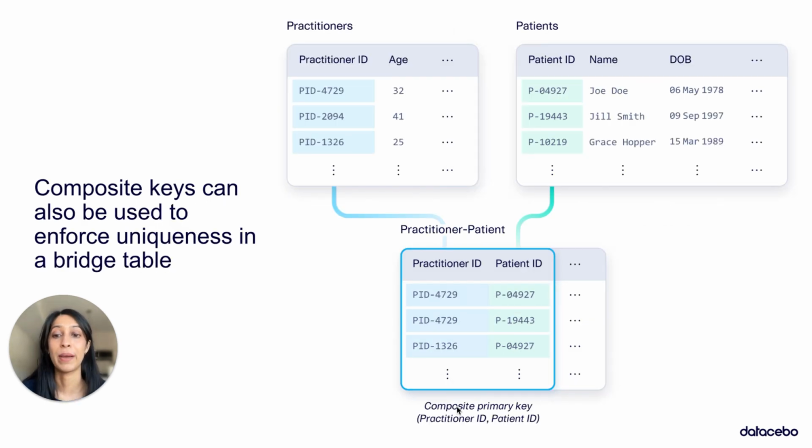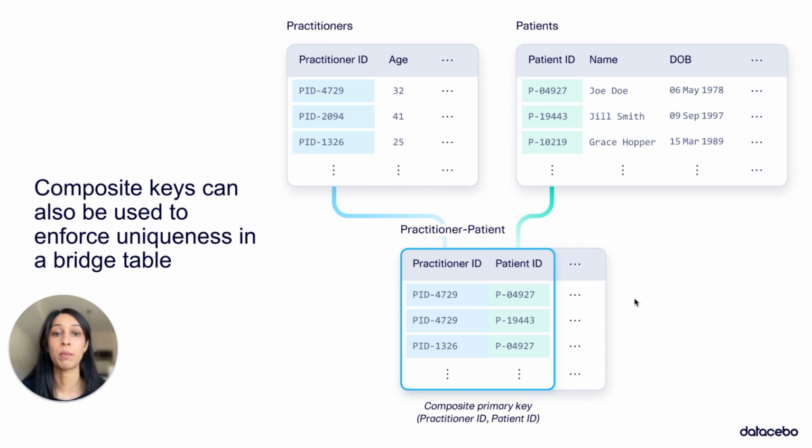Another complex example is a bridge table. So in databases, bridge tables are commonly used to connect 2 concepts in a many-to-many fashion. So in our example, we have a table of practitioners who work at the doctor's office and a table of patients who go there. Now, a practitioner can have multiple patients, and a patient can actually have multiple practitioners as well for different specialties.